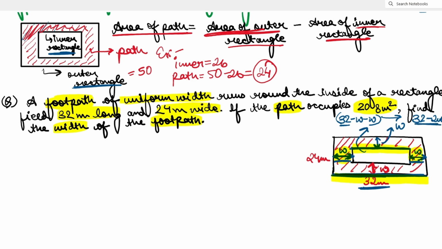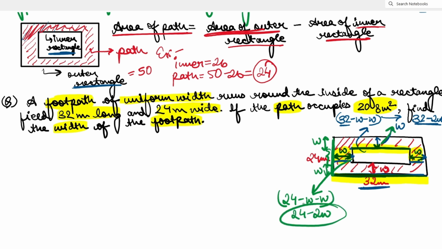Now, this is for the width. Now talking about your length. Please look carefully. In the length case, the same thing happens. You need to subtract this W. You have the entire length as 24. So if you subtract this W from this side and this W from this side, you'll get the remaining portion, which is 24 minus 2W. Correct? So these are the two sides of the inner rectangle.